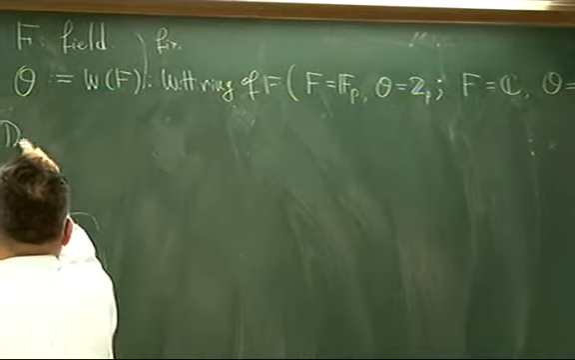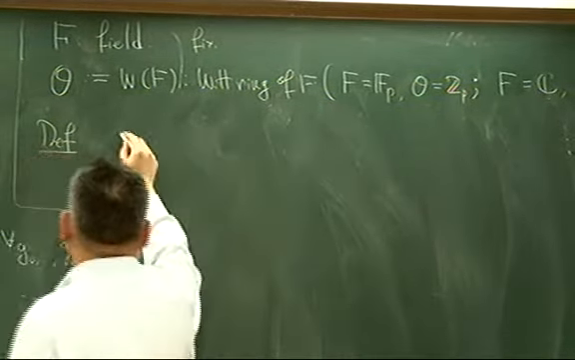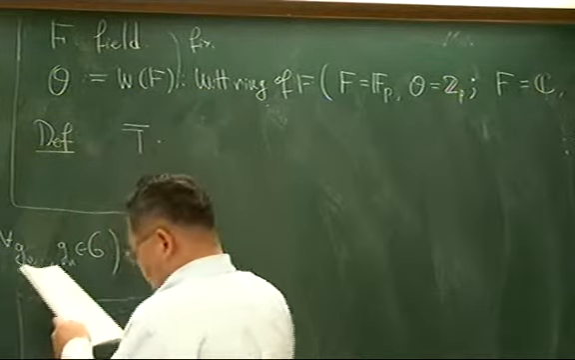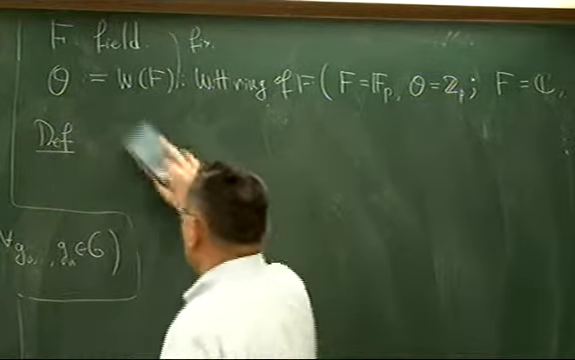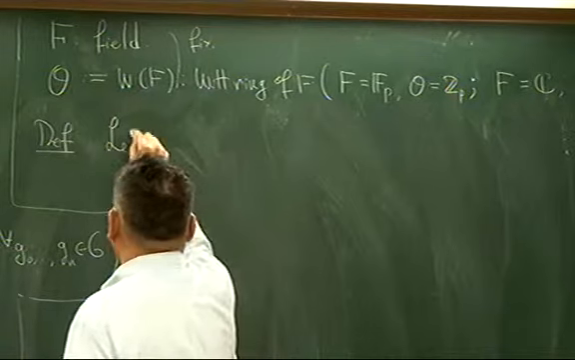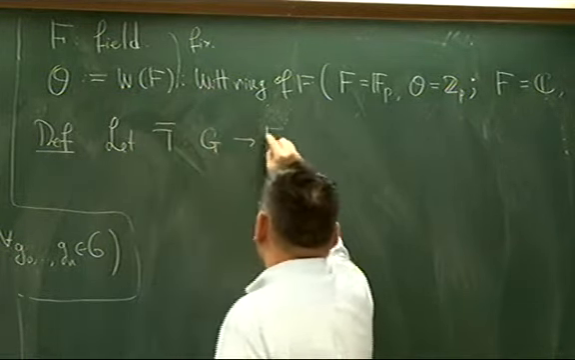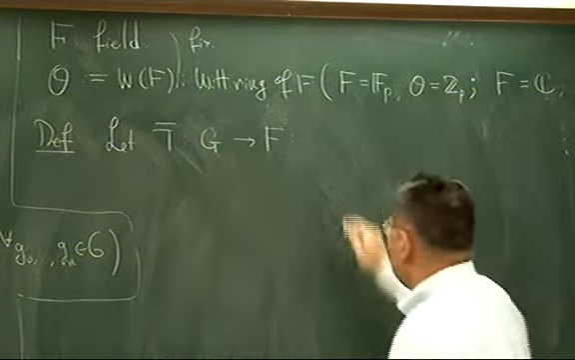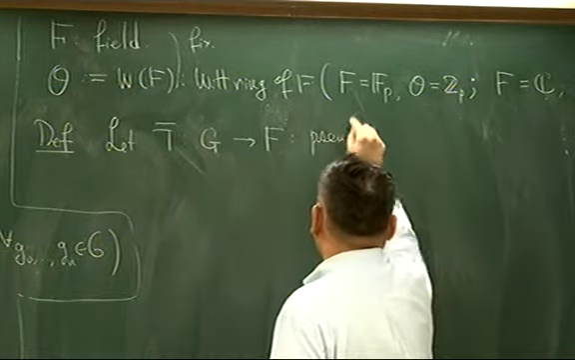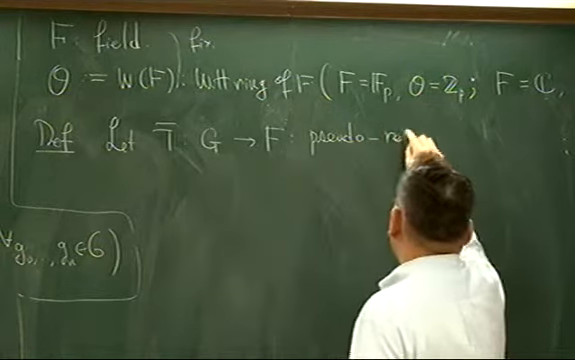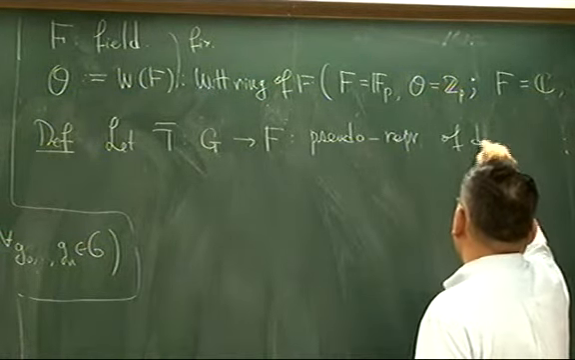Now, definition. Let t bar from G to F be a pseudo representation of degree n.